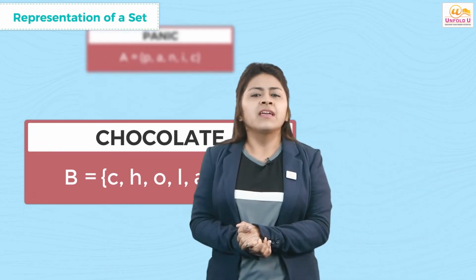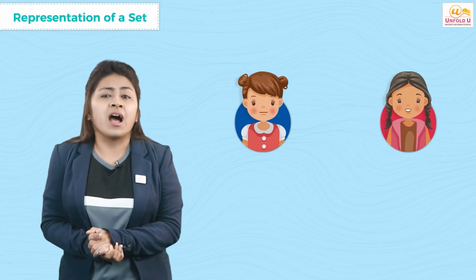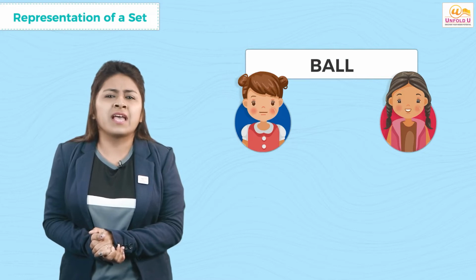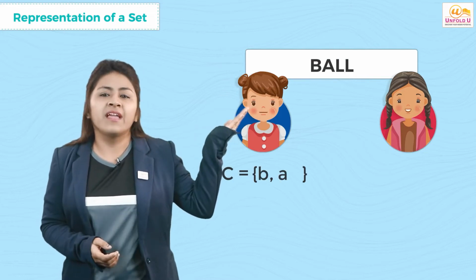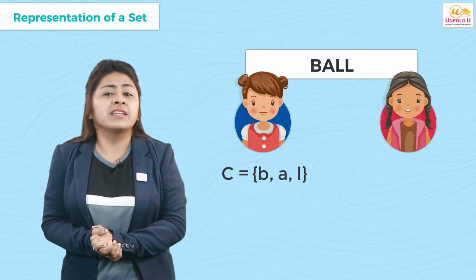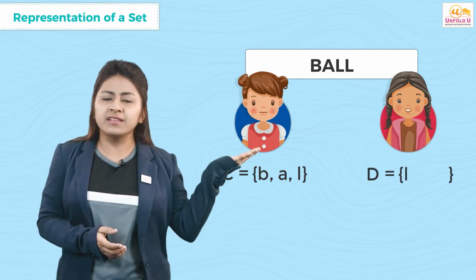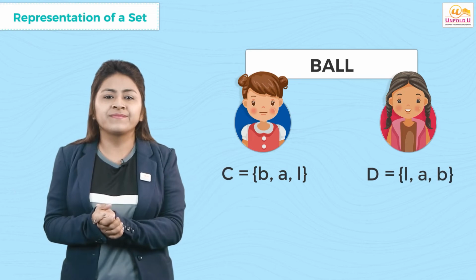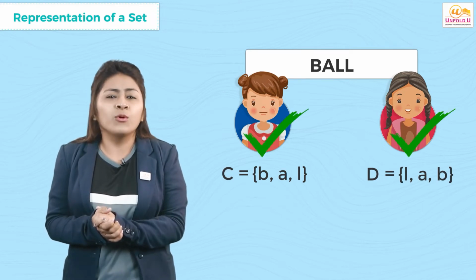{c, h, o, l, a, t, e}. Now, 2 students were asked to write the letters of the word ball. One student writes C = {b, a, l} and the second student writes D = {l, a, b}. Now, who is correct? Both are correct.